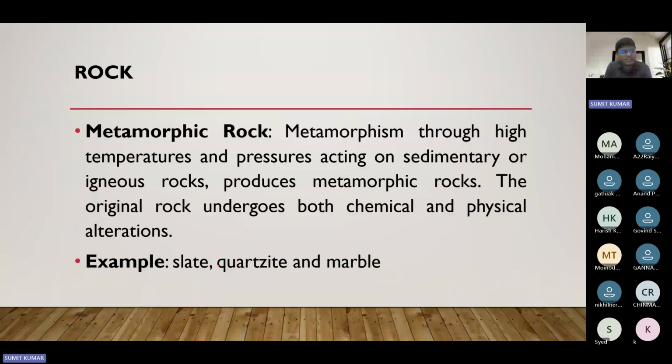If you remember the rock cycle, the arrow coming out from the sedimentary as well as igneous rock produces the metamorphic rock, and the original rock undergoes both chemical and physical alteration. Now understand this, the chemical and physical alteration are very important, because if physical changes take place, then the core characteristics, like the properties of those materials, don't get altered. But if chemical change takes place, then the property gets changed to a high extent.